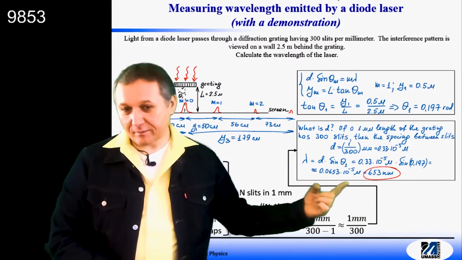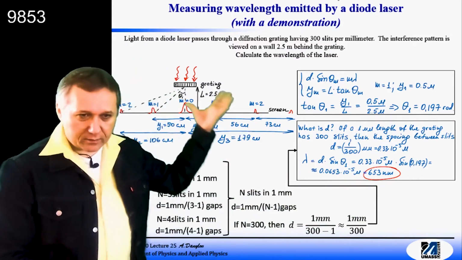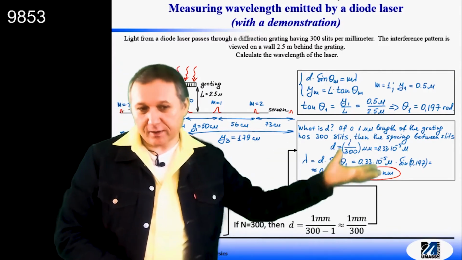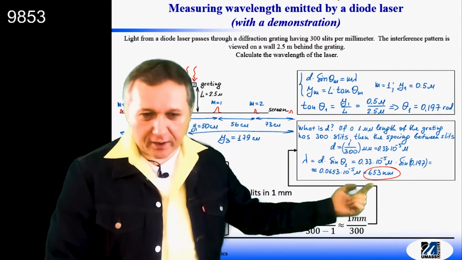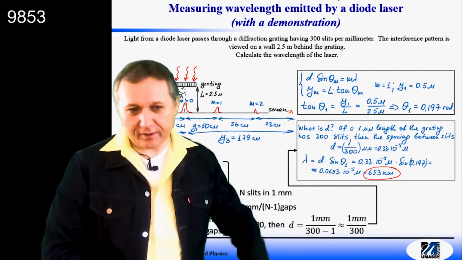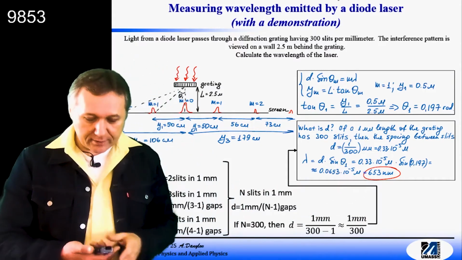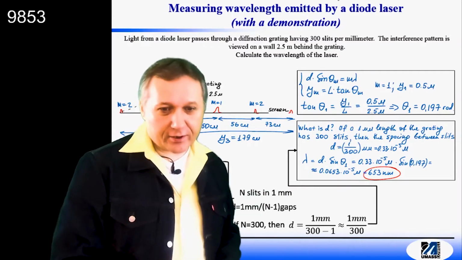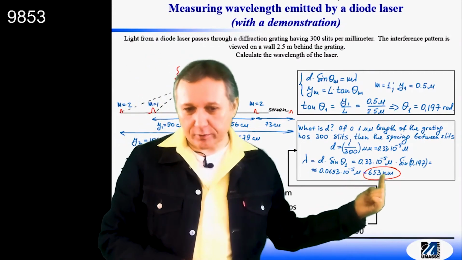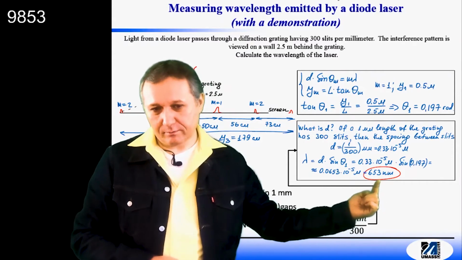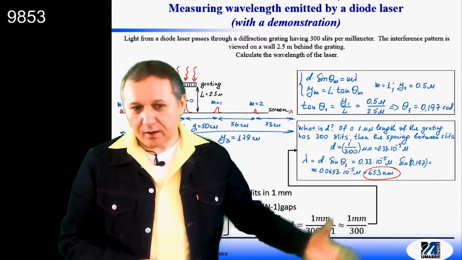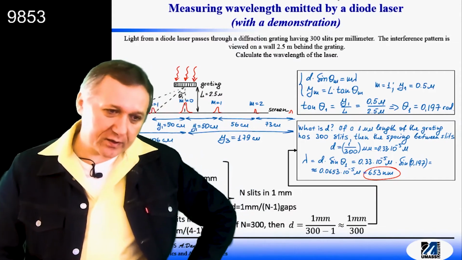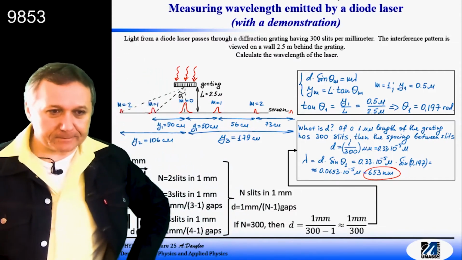That's what I usually do in the lecture hall. So that's basically the experimental result. What I got was 653 nanometers. The laser pointer which I used in the lecture had 650 nanometers written on the box. It's quite a decent result, of course, assuming experimental error.